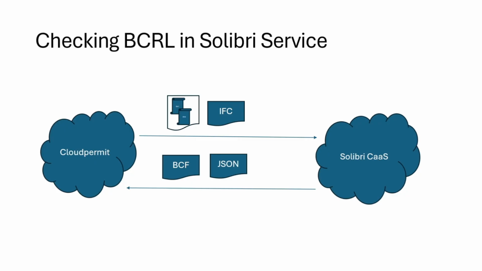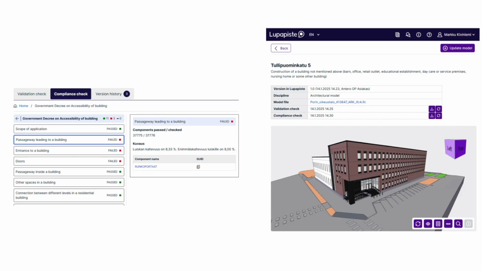BCRL rules can also be run in Lukapiste by Cloud Permit. In the background, Lukapiste uses Solibri's checking as a service platform to run the rules. Here you can see the same rules evaluated in Lukapiste.